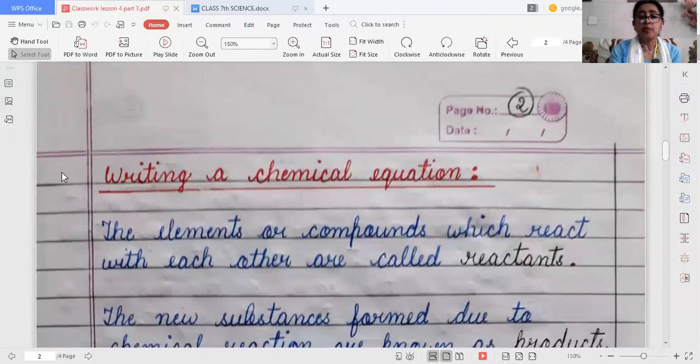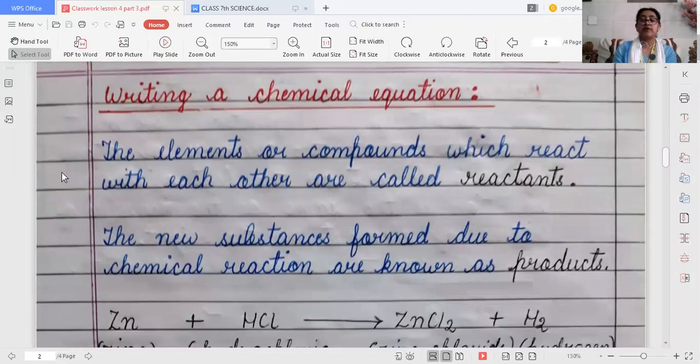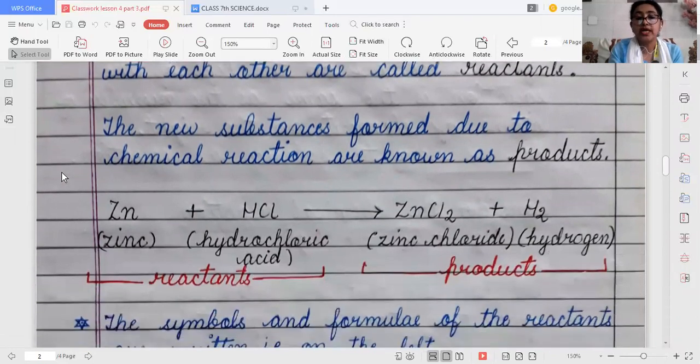Now the topic is writing a chemical equation. How will we write a chemical equation by using their symbols? First of all, we should know what are reactants and products. The elements or compounds which react with each other are reactants. And due to the reaction of reactants, whatever new substance is formed is known as products. Like you can see in the example, zinc reacts with hydrochloric acid. So zinc and hydrochloric acid are reactants, and zinc chloride and hydrogen are the products.